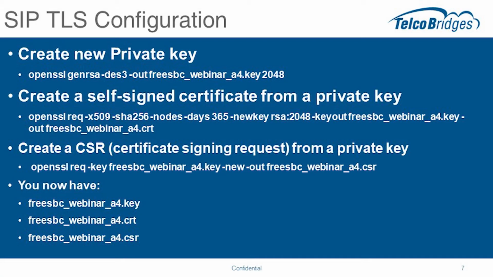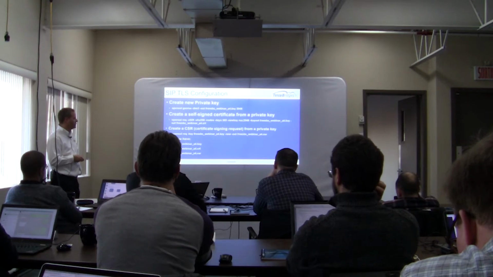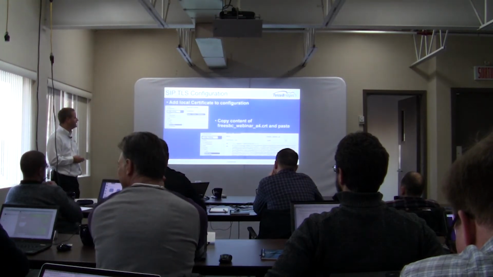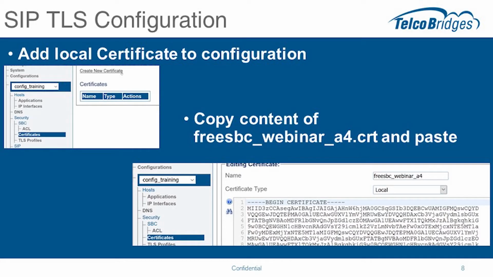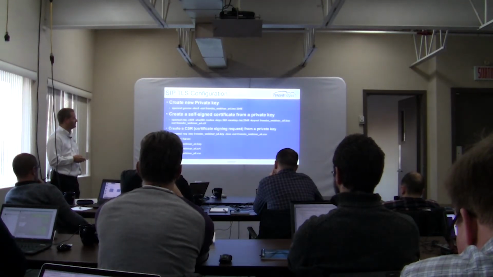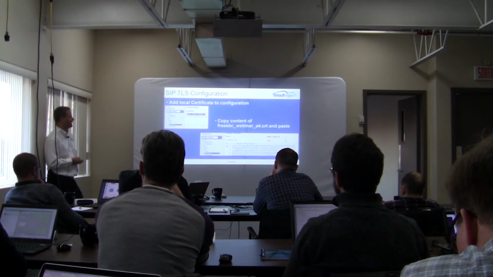Here are the commands that are taken from the wiki. So to create a new private key, to create a CSR, and to create a self-signed certificate, you have these commands. And then you will end the process with three files. These three files, you need to load in the certificates section. You need to load your local certificate, the one that is CRT, the self-signed certificate. You just paste it here in the window that is being opened.